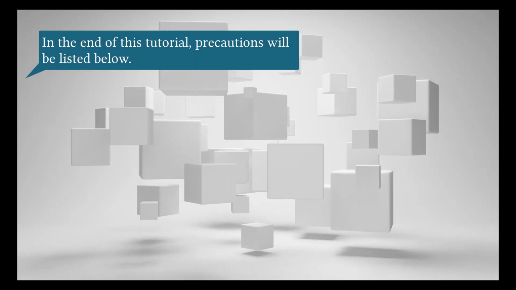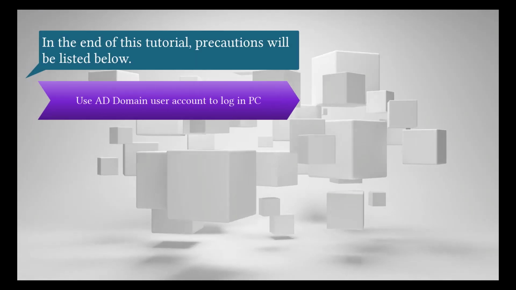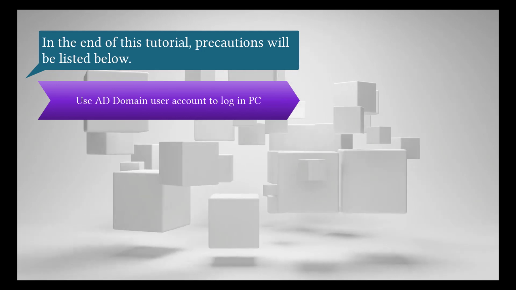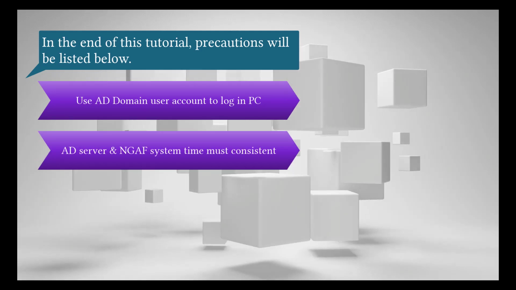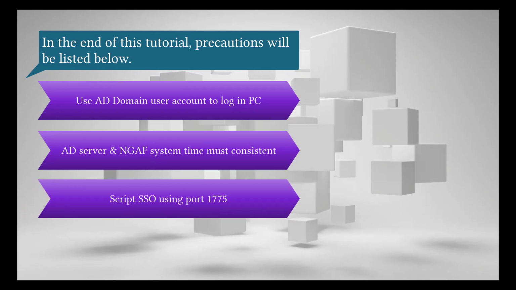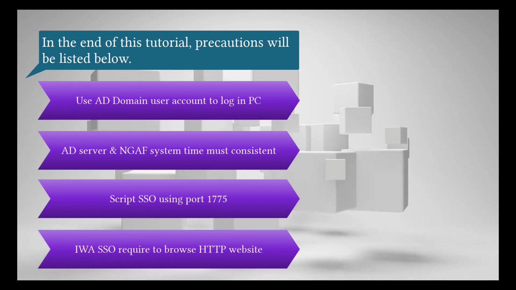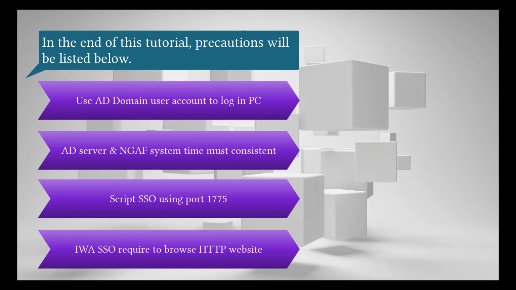At the end of this tutorial, precautions are listed below. Use an AD domain user account to log in to the PC. The AD server and NGAF system time must be consistent. Script SSO uses port 1775. IWA SSO requires browsing an HTTP website.